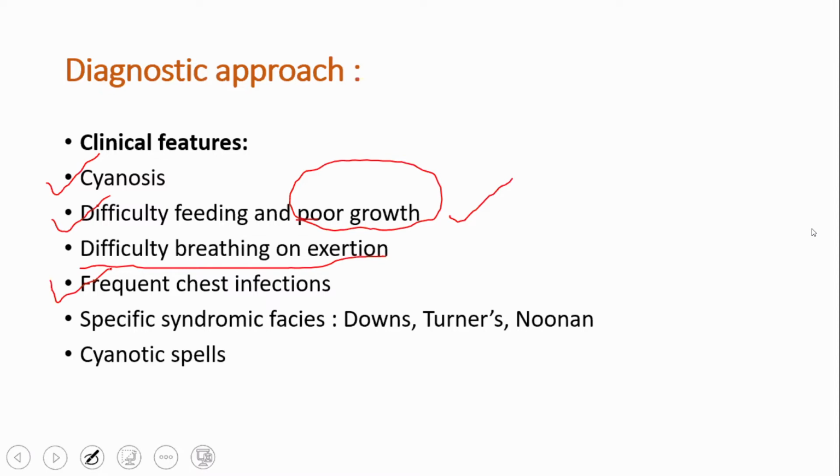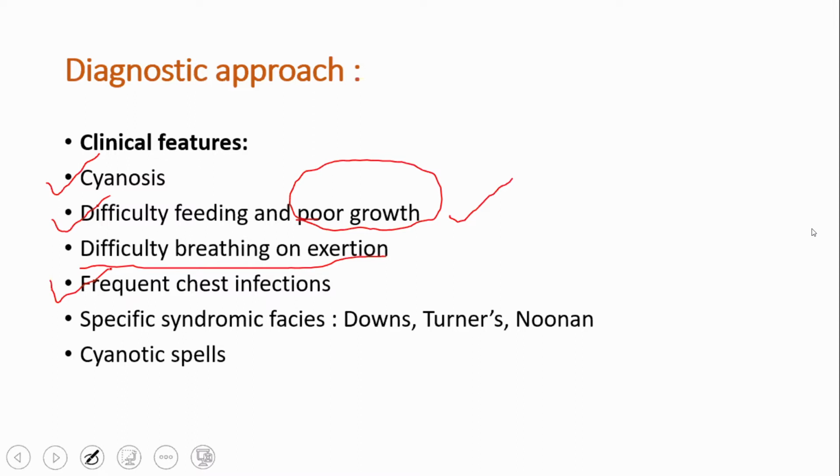Another one: some babies with syndromes like Down syndrome, Turner syndrome, and Noonan syndrome are associated with congenital heart disease. The most common congenital heart disease in Down syndrome is atrioventricular septal defect or endocardial cushion defect. In Turner syndrome there can be coarctation of aorta. In Noonan syndrome there can be pulmonary stenosis. So these syndromes are associated with many congenital heart defects. When you see typical syndromic facies, like the typical face of Down syndrome, you always do an echo to rule out congenital heart disease. In Turner syndrome also you do an echo to rule out coarctation.